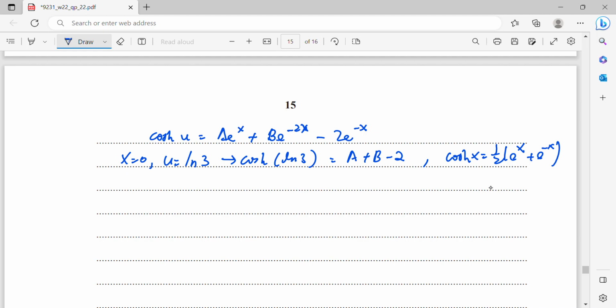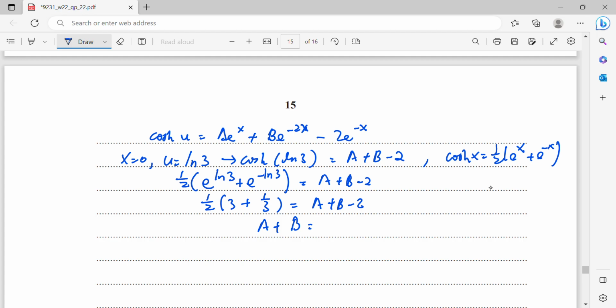So I'm going to change to half, e^(ln x), because my x has been changed to ln 3. So e^(ln 3) + e^(-ln 3) equals A + B - 2. Alright, so e^(ln 3) is basically 3, but e^(-ln 3) is 1/3. Okay, so when you simplify, A + B equals 11/3. This is my third equation.